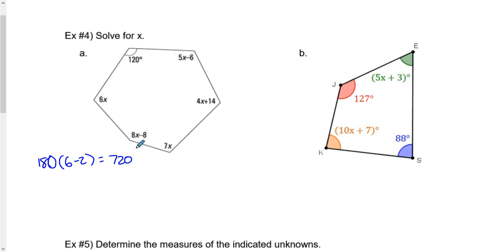We can tell that every single angle added together equals 720, which means if I take 6x, add 8x, subtract 8, add 7x, add 4x plus 14, add 5x minus 6, and add 120, it will equal 720. And from there, we combine the like terms that we can. 6x's and 8x's, 14, 21, 25, 30.